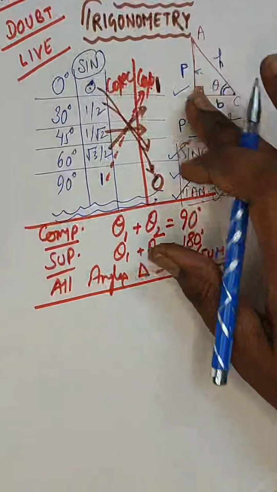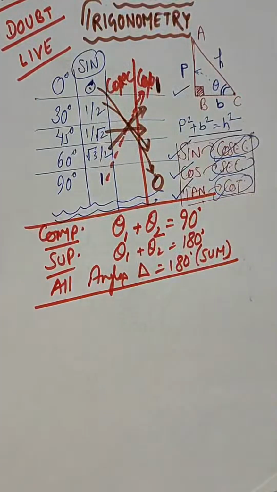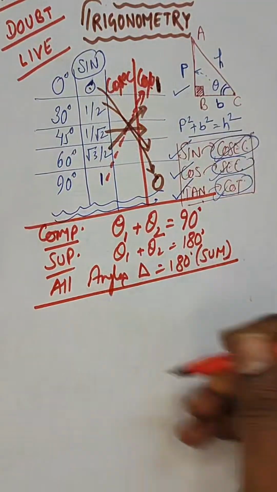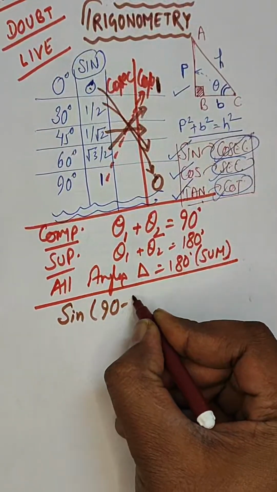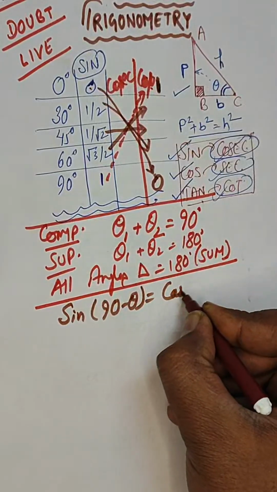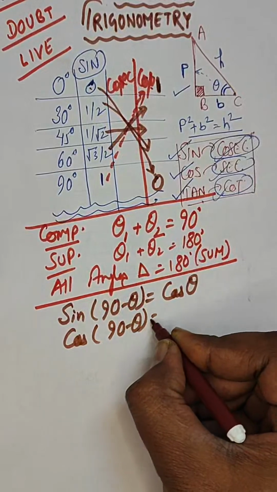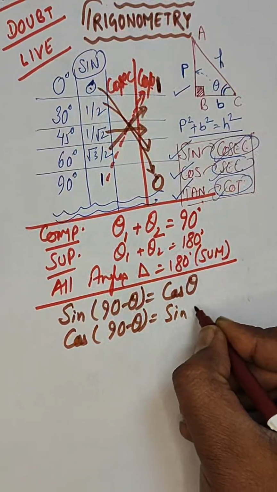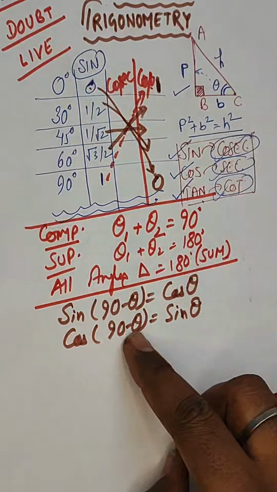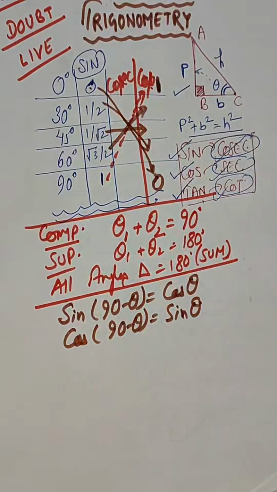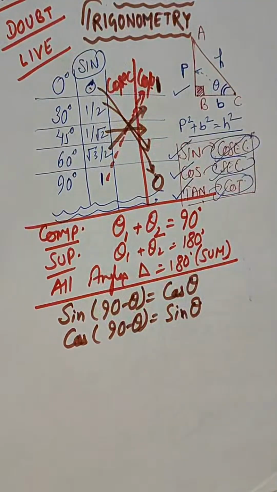Now, apart from this, if you are coming to the question directly, one more thing I want to revise is that sine of 90 minus theta is cos theta, and cos of 90 minus theta is sin theta. Sec of 90 minus theta is cosec theta, and tan of 90 minus theta is cot theta. I'm assuming you remember all that. Now quickly coming to the question.